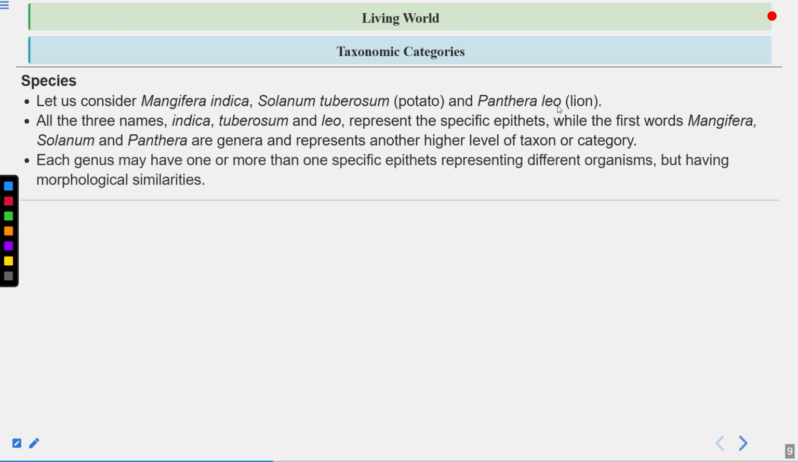Each genus may have one or more than one specific epithet representing different organisms but having morphological similarities. So you can see here each genus may have one or more than one specific epithet that represents different organisms but having morphological similarities, meaning they will have morphological similarities but they will be different organisms. So if the species is different, then they will be different organisms.